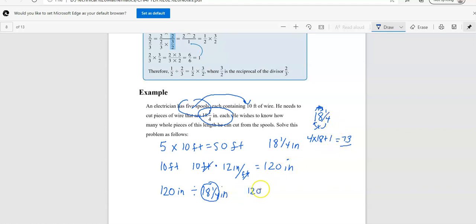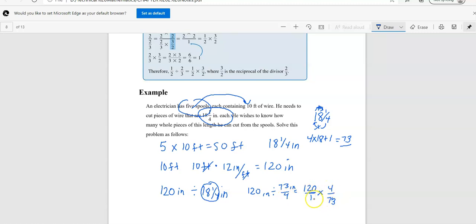So we want 120 inches divided by 73 over 4. Okay, so we're going to say 120, and this is in inches too. So 120. I'm going to go ahead and put it over 1. Turn the division into a multiplication, and then we want to do the reciprocal of 73 over 4.